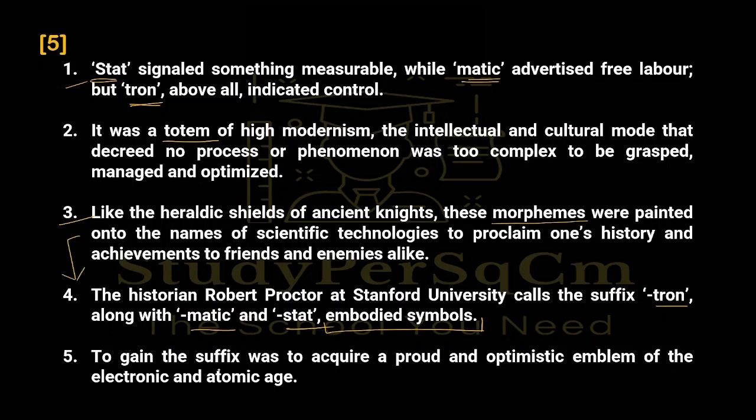Fifth sentence we are there. To gain the suffix, which is stat, matic, and tron, was to acquire a proud and optimistic emblem of the electronic and atomic age. So all these sentences are saying that they are an optimistic emblem, they are embodied symbols, that they proclaim one's history and achievements. But in the second sentence, they're talking that it's a symbol of high modernism, which is a slightly different idea from the rest of the sentences. So this is going to be our odd one out sentence.